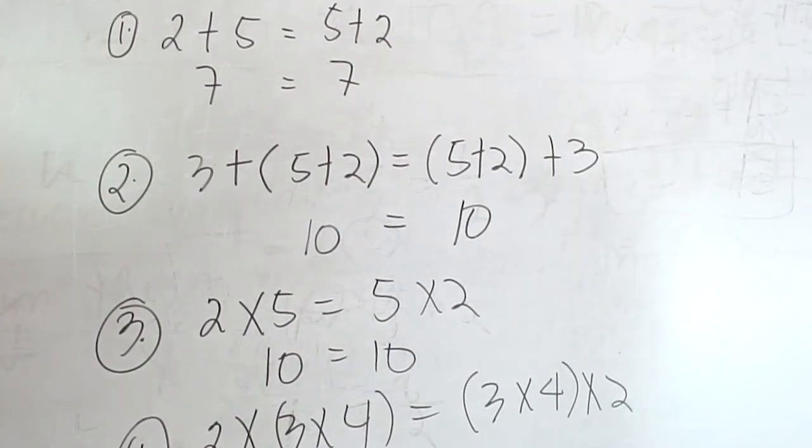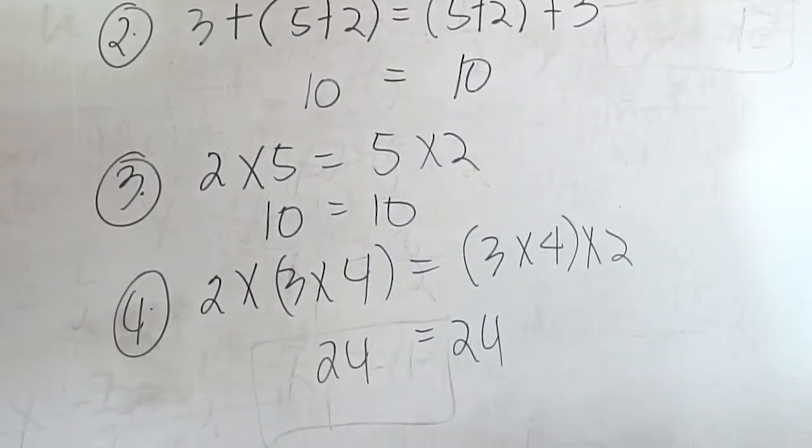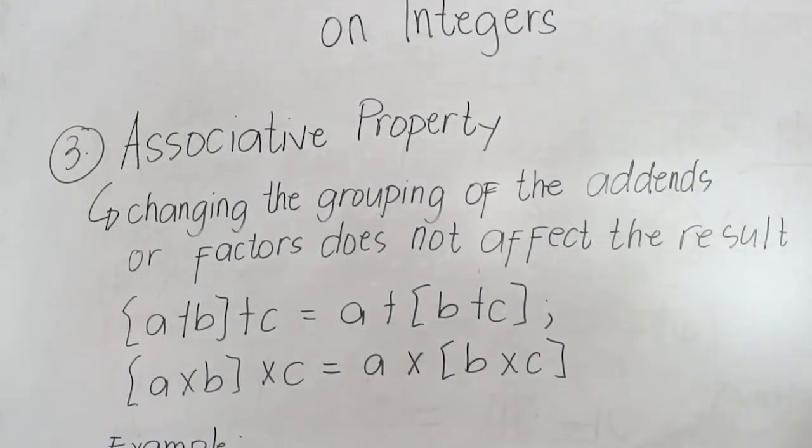The next is 2 times 3 times 4 equals 3 times 4 times 2. Pareho pa rin yung kanilang result, which is 24. So example 3 and 4 is the commutative property of multiplication. The third one is the associative property. So associative property is changing the grouping of the addends or factors does not affect the result.